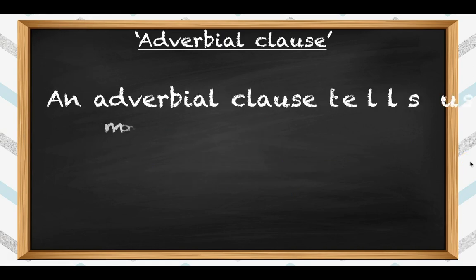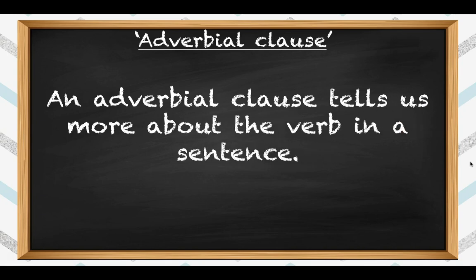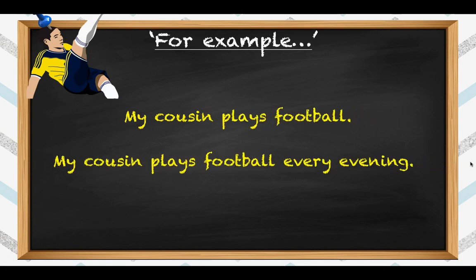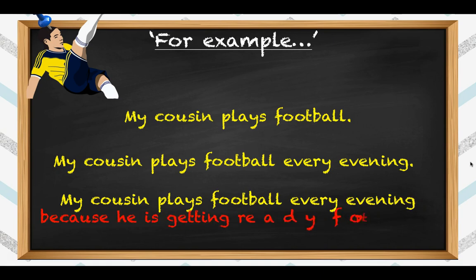An adverbial clause tells us more about the verb in a sentence. So for example, we could have the following simple sentence: my cousin plays football. We could add to it by saying my cousin plays football every evening. But sometimes we need more information. My cousin plays football every evening because he is getting ready for trials at an English club. So in this last sentence, we can see that we are being given more information about why he is doing the verb, why he is playing football.